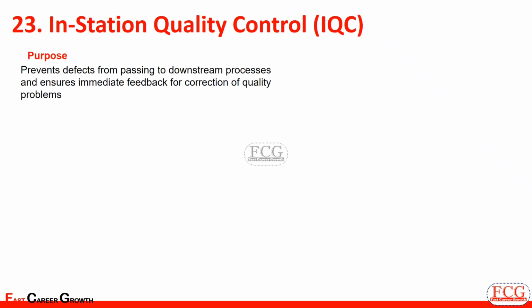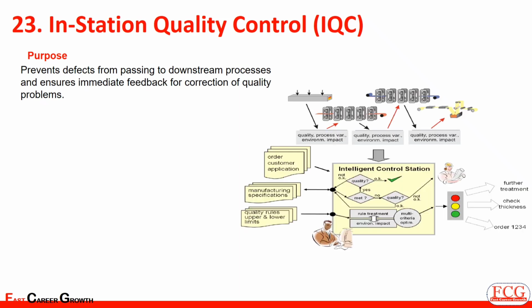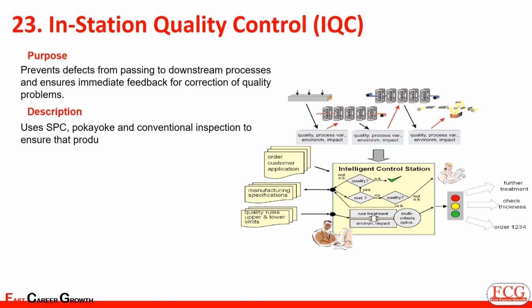The 23rd lean manufacturing tool is in-station quality control, IQC. The purpose of IQC is to prevent defects from passing to downstream processes and ensure immediate feedback for correction of quality problems. It uses SPC, poka-yoke and conventional inspection to ensure that products do not leave a workstation with defects. The 7 QC tools, such as check sheet, histogram, Pareto analysis, fishbone diagram, scatter diagram, flowcharts, and control charts, are also used to find out the problems.